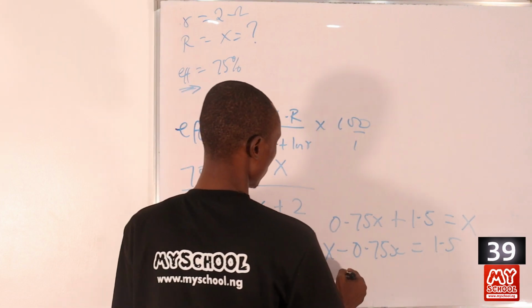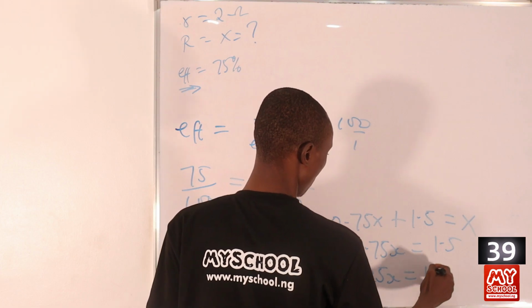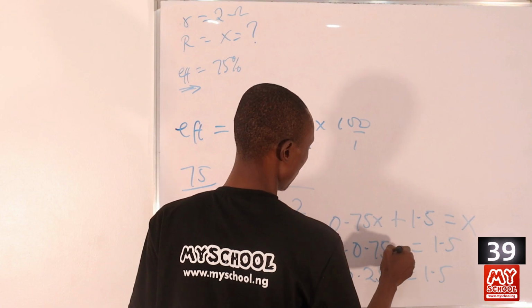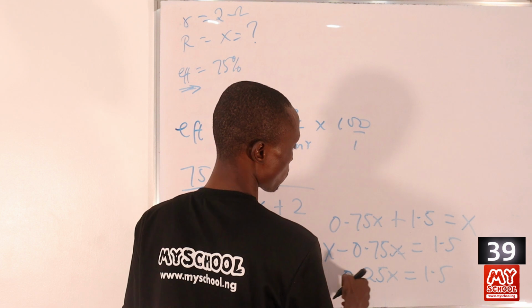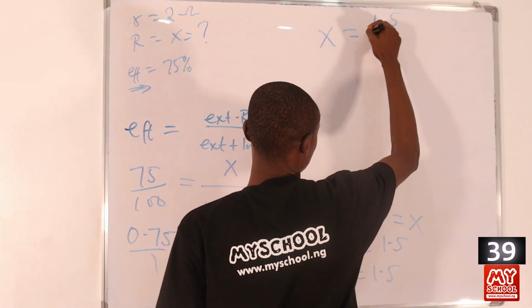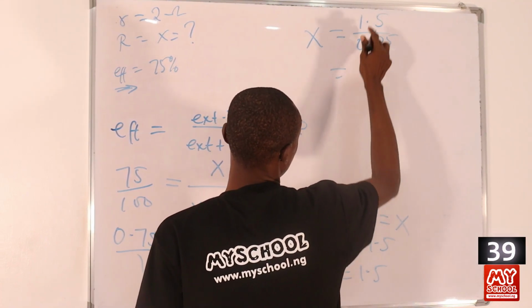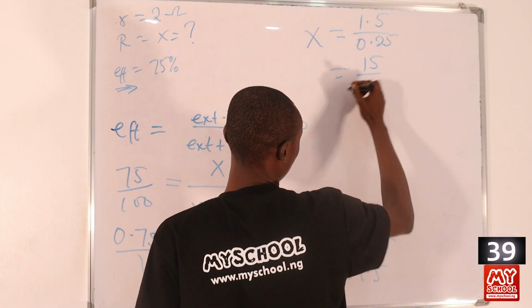And this will be equal to 0.25X being equal to 1.5. So since we are looking for X, we divide both sides by the coefficient of X, which is 0.25, so that X is equal to 1.5 divided by 0.25. And 1.5 is the same thing as 15 over 10.